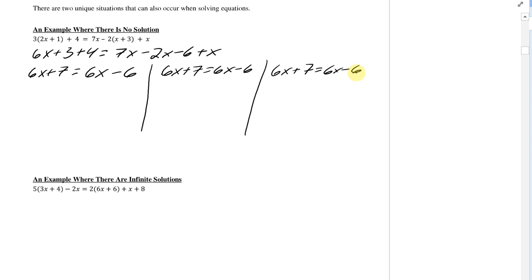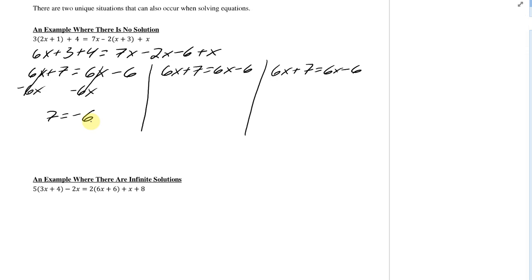Okay, so let's say that in this first option you're plowing along here and now you decide to subtract off the 6x. So notice what happens here. 6x minus 6x actually just drops out the 6x's entirely. So I'm left with 7 equals negative 6. So let's stop there and let's try the other one.